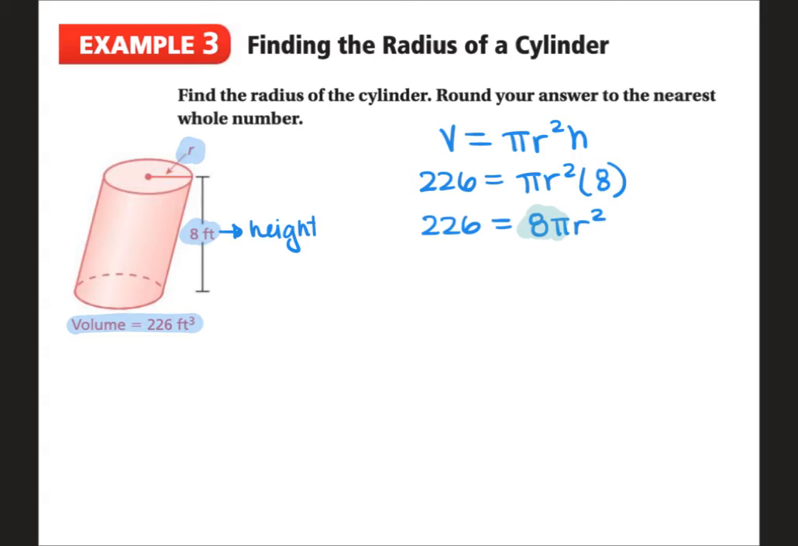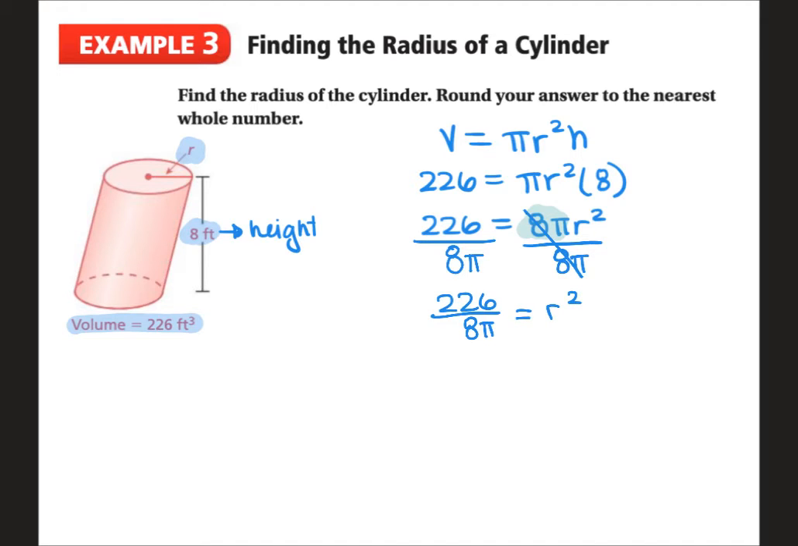So if we're going to solve for this r, we are going to then need to divide both sides by 8 pi. So I'm going to divide this by 8 pi, and I'm going to divide this by 8 pi, and then this is going to cancel. So now I'm left with 226 over 8 pi is equal to r squared.